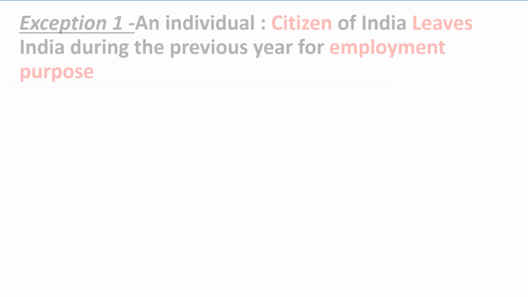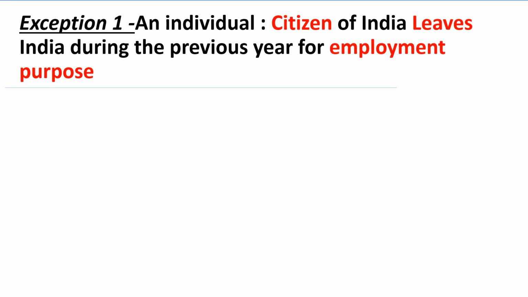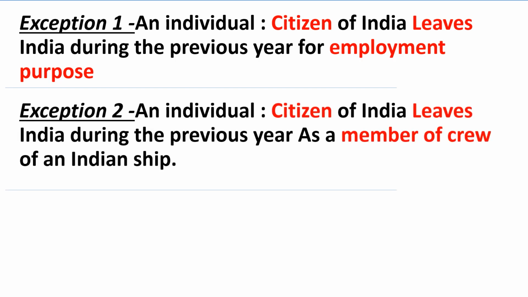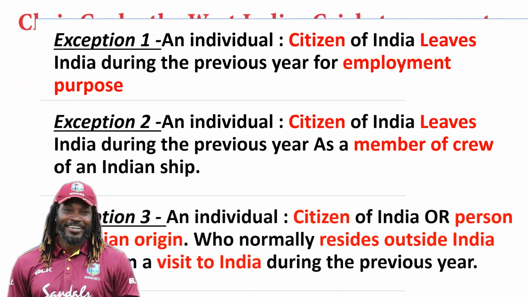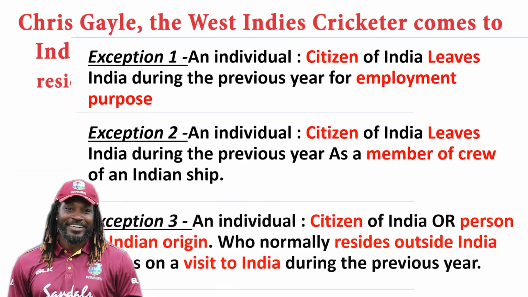First exception, an individual who is a citizen of India goes outside India for the purpose of employment. Second one, an individual who is a citizen of India goes outside India as a member of crew of an Indian ship. And the third exception, an individual who is a citizen of India or a person of Indian origin normally resides outside India but comes on a visit to India. Now we need to check whether Chris Gayle falls under any of the 3 exceptions.